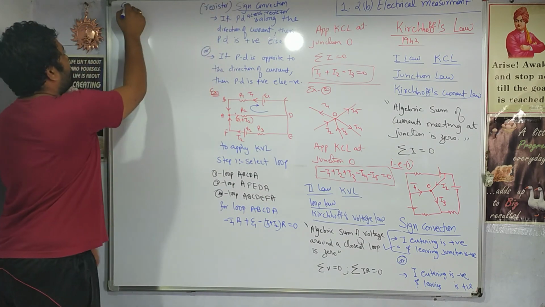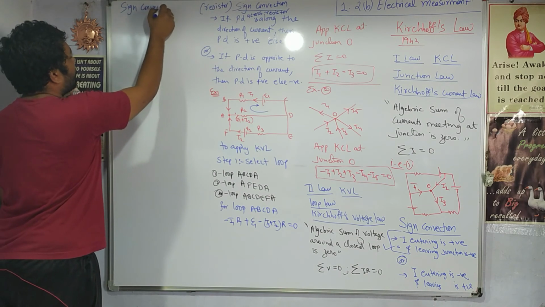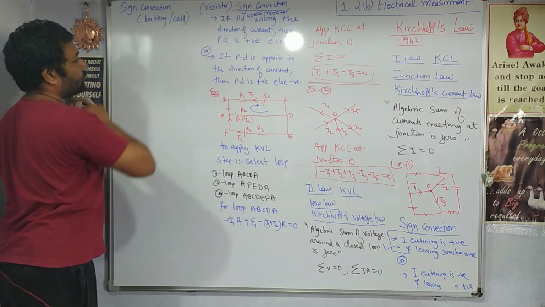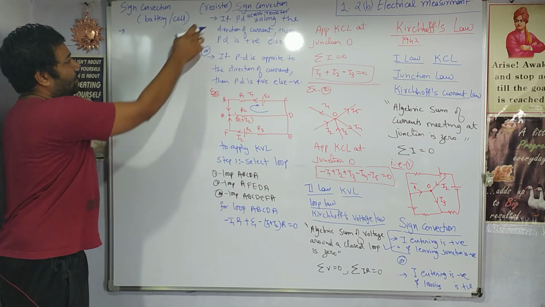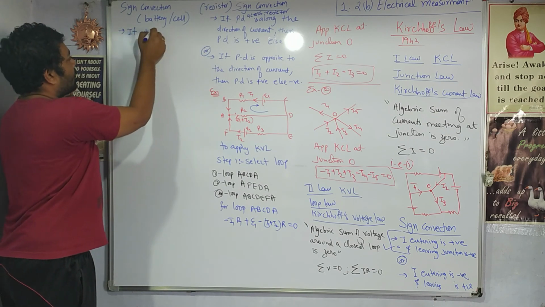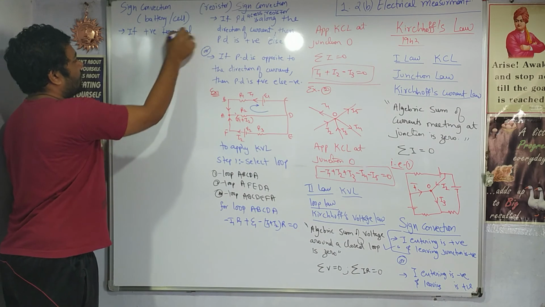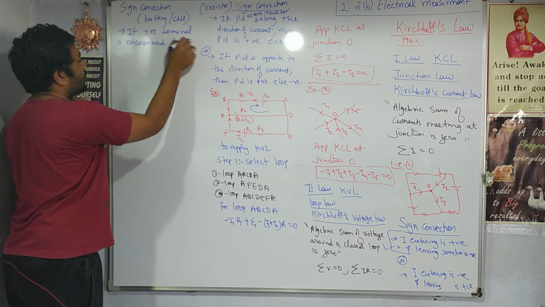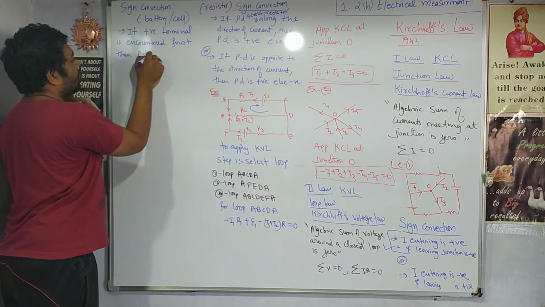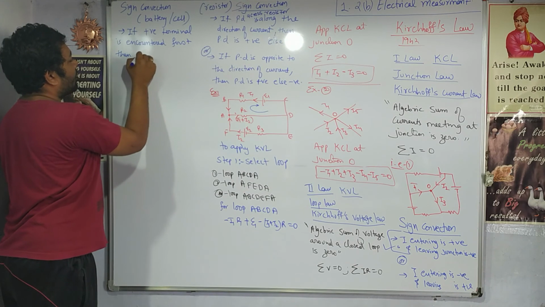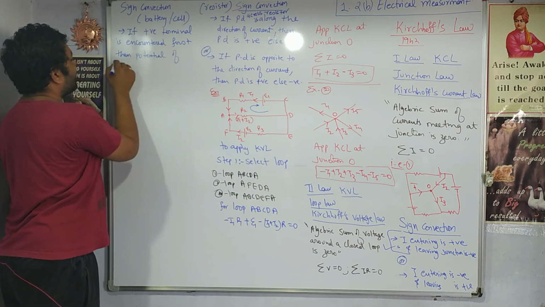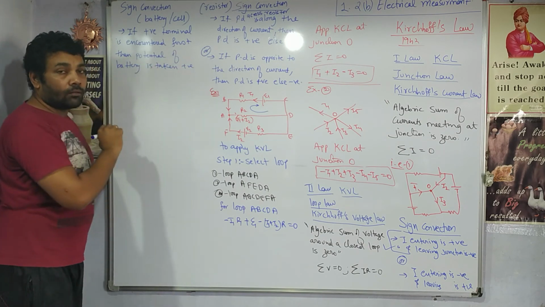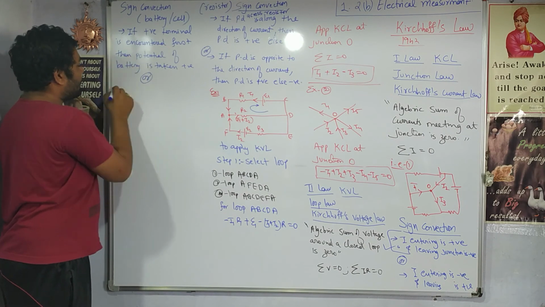And now we have a sign convention for the battery, or you can say cell, right? So for this again we have two conditions. If the positive terminal is encountered first, then the potential of the battery is taken as positive, or the exact reverse of this.